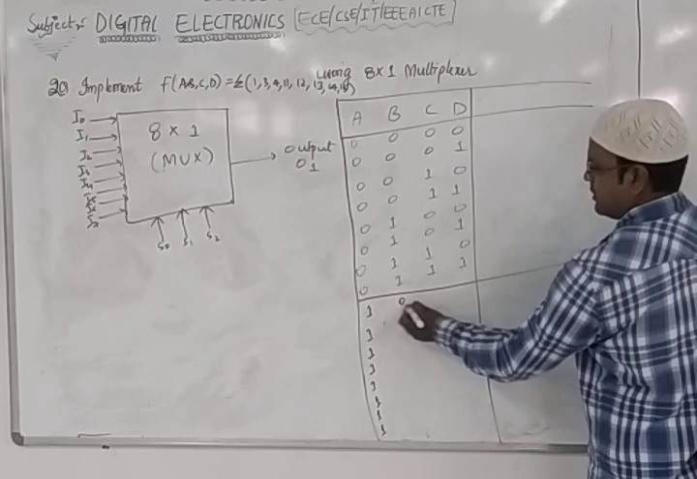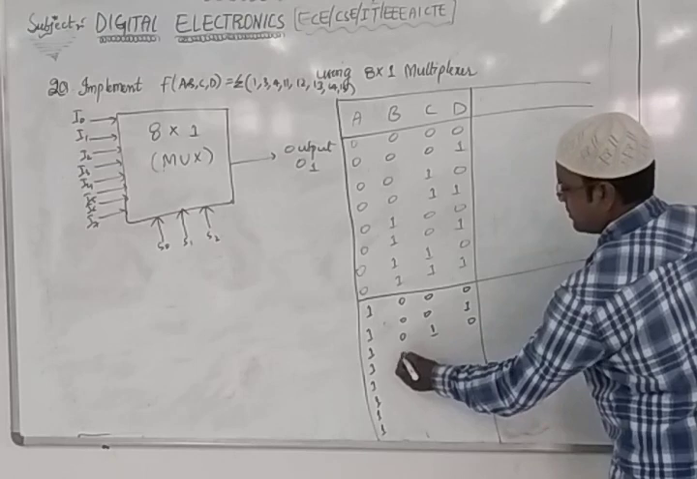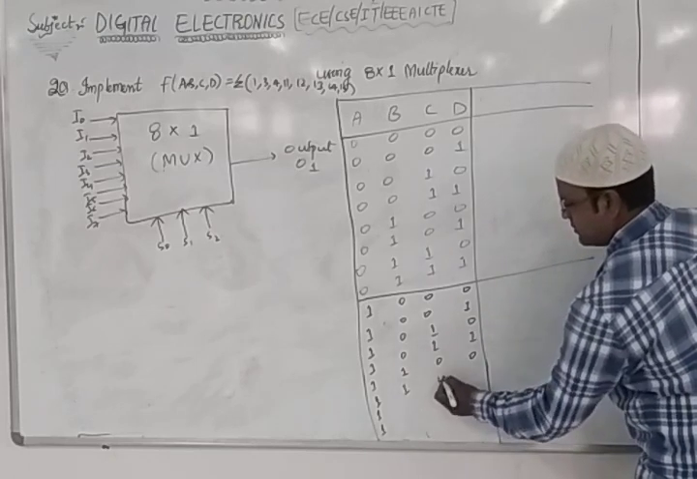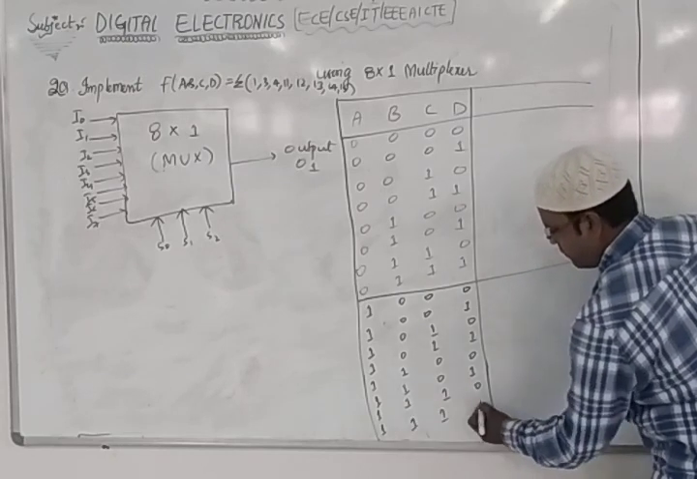So remaining same 3 combinations: 0, 0, 0, 0, 0, 1. 0, 1, 0, 0, 1, 1. Next 1, 0, 0, 1, 0, 1. Next 1, 1, 0. The next is 1, 1 and 1.